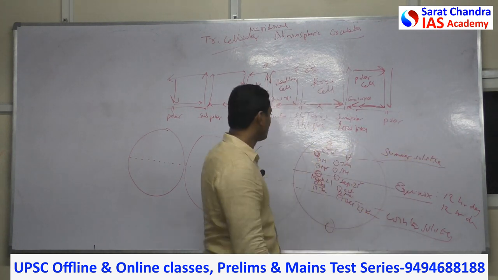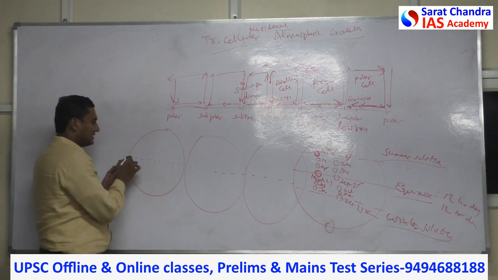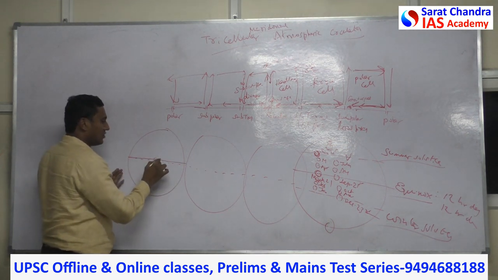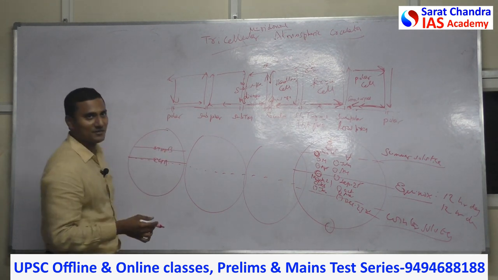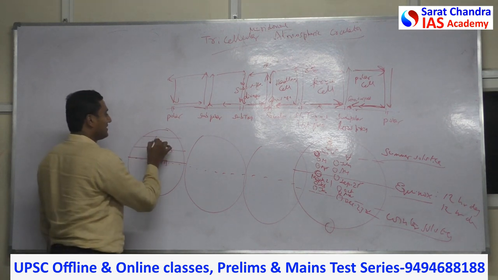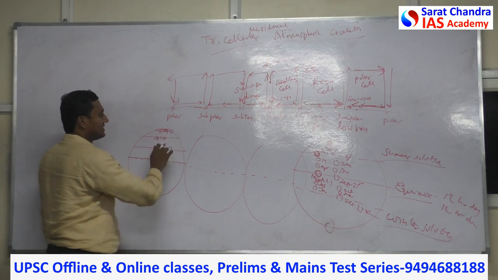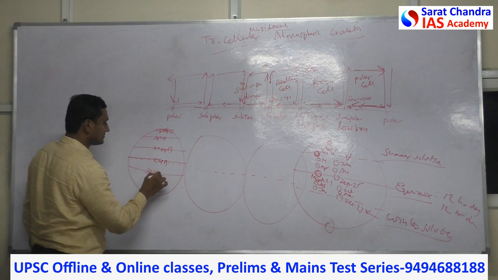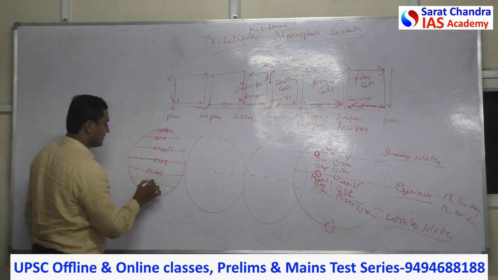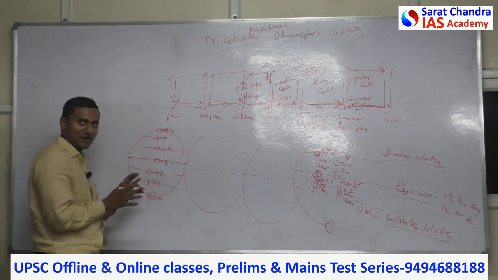Okay? Now friends, in the month of March, this is the equatorial low pressure belt. This is subtropical high pressure. This is subpolar. This is polar in the month of March. This is subtropical high pressure belt. This is polar in the month of March.